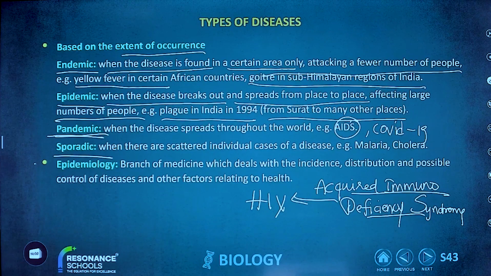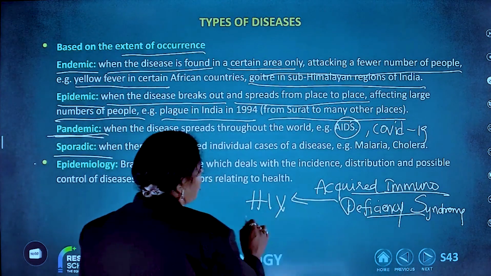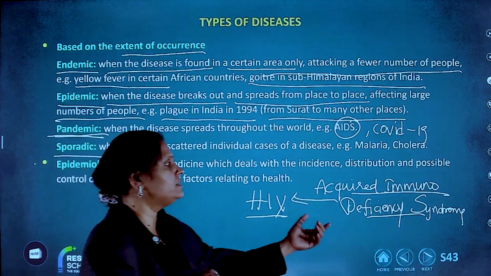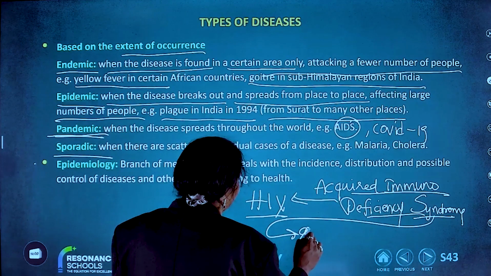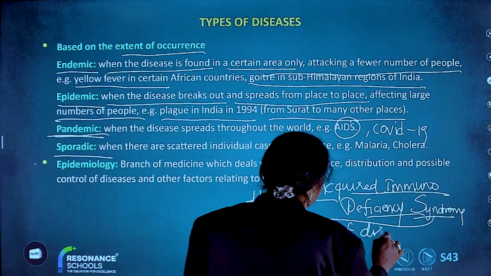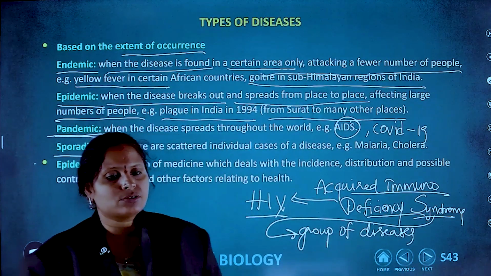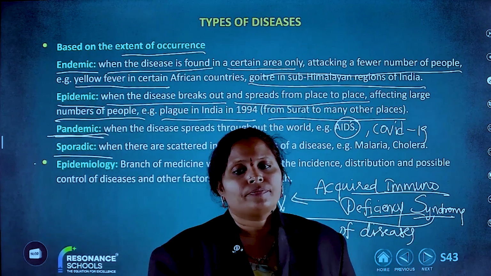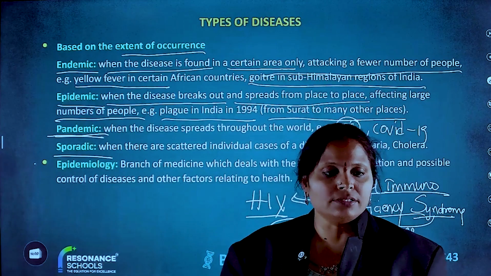HIV is basically not AIDS. HIV is not AIDS. AIDS is caused by HIV. What do you mean by syndrome? Syndrome is a group of diseases. So AIDS is caused by the virus called HIV.